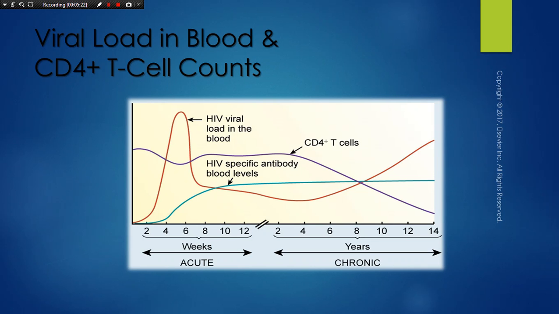HIV destroys about 1 billion CD4 T cells every day. For many years, the body can produce a new CD4 T cell to replace the destroyed cells. However, over time, the ability of HIV to destroy CD4 T cells exceeds the body's ability to replace the cells. The decline in the CD4 T cell count impairs immune function.